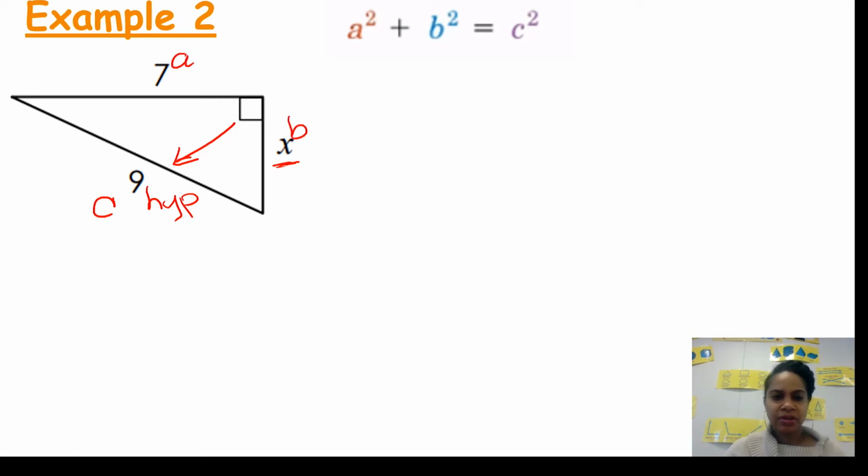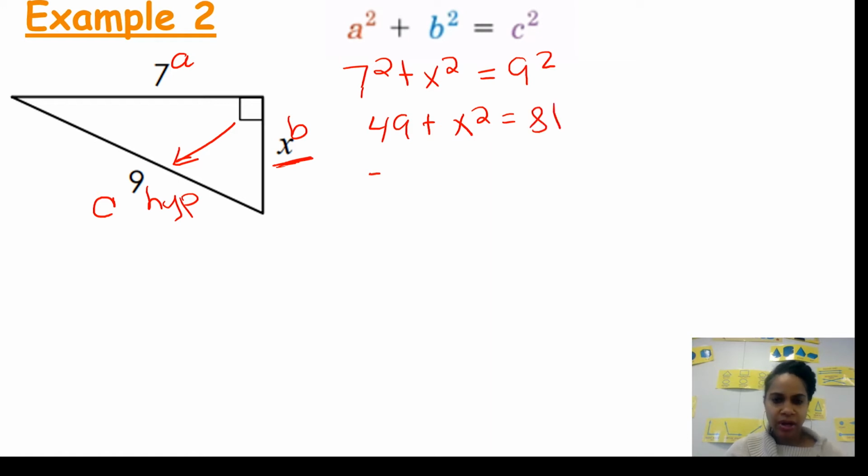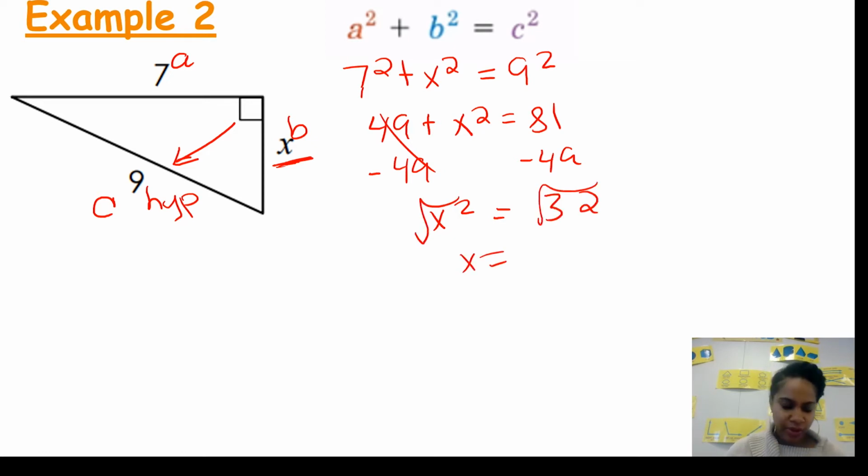So 7 squared plus, I could either put B squared or X squared. I'm going to put X squared, and then C is 9, and simplify it. 7 squared is 49 plus X squared equals 9 squared, which is 81. And we subtract 49. x squared equals 32. And I could take the square root. Square root of 32 is 5.7.